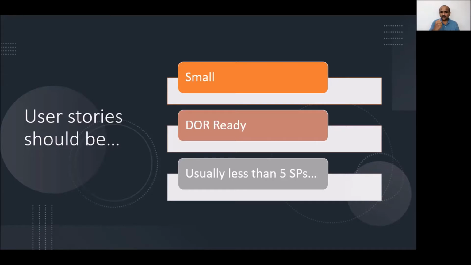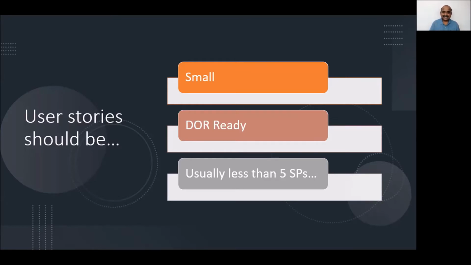So the first factor is smaller user stories, definition of ready user stories, and usually the stories should be of size 1, 2, or 3 story points, and usually less than 5. Only in extreme conditions go for 8. Okay, not more than that. So when you are able to slice it like that, there is a high possibility that you can get more productivity out of the team.